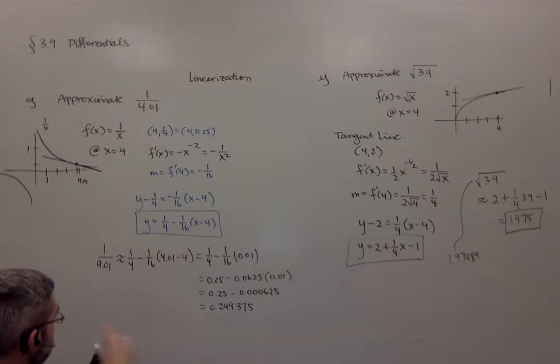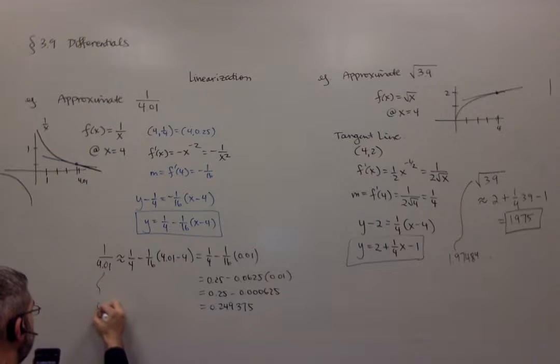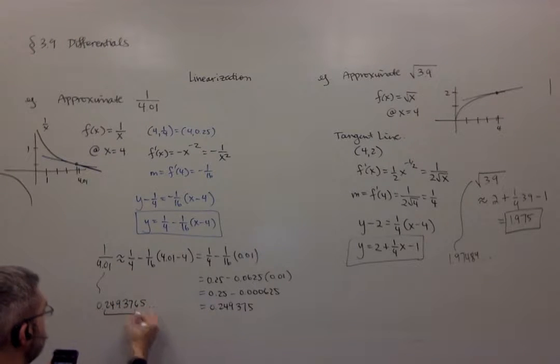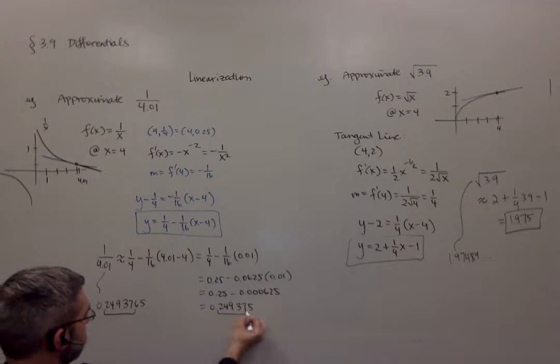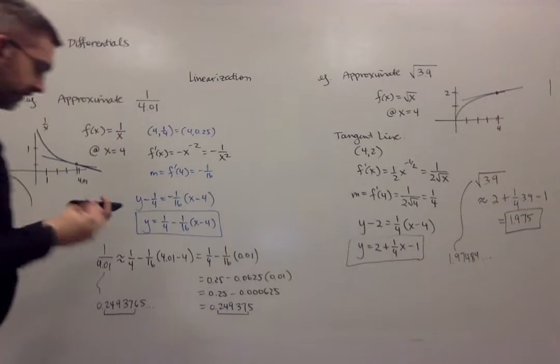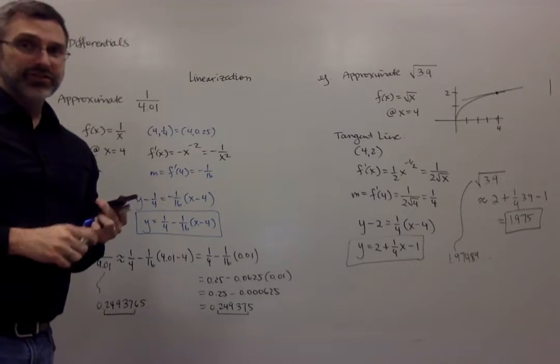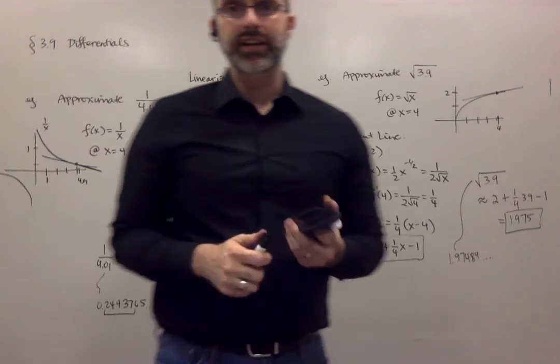Now, I want you to notice if you actually take 1 divided by 4.01, the actual answer is 0.2493765. Notice that our answer is right to 5 digits and really close at the 6th digit. So that's a really good approximation. That tangent line is a really good approximation.